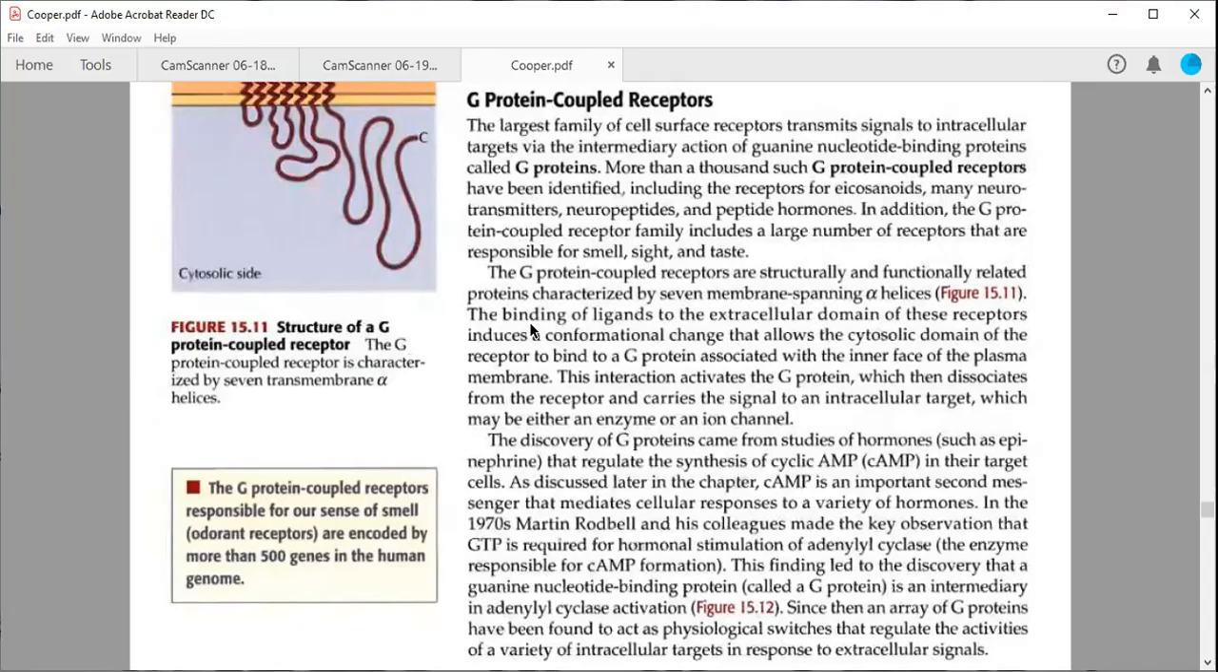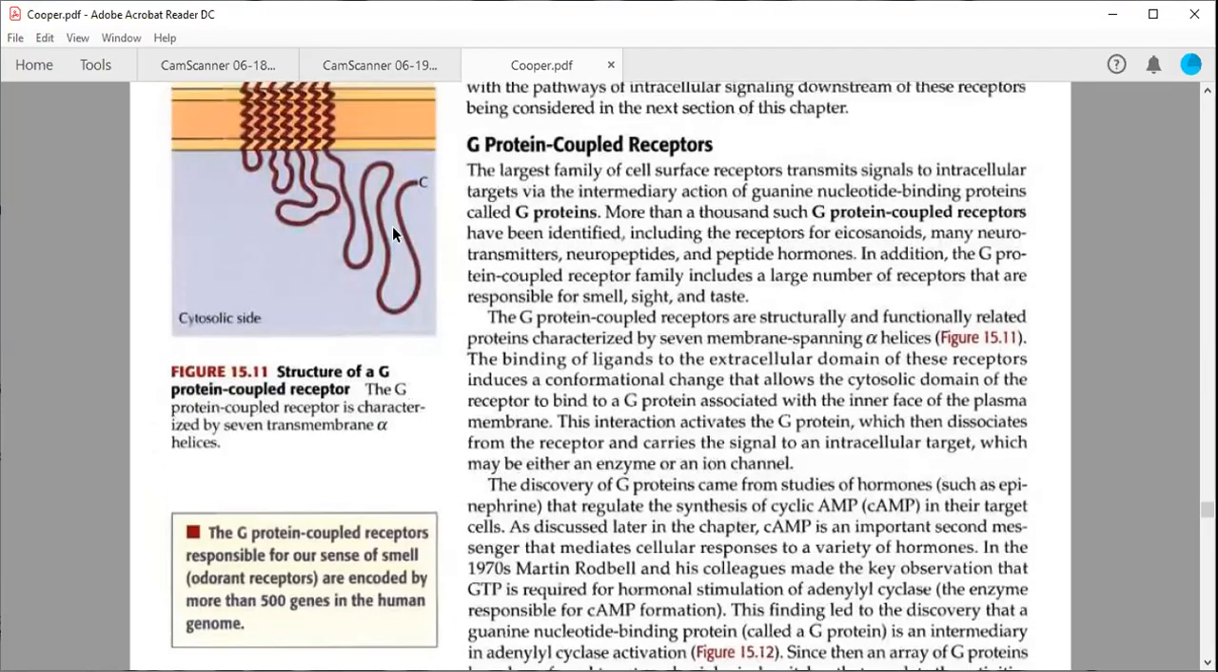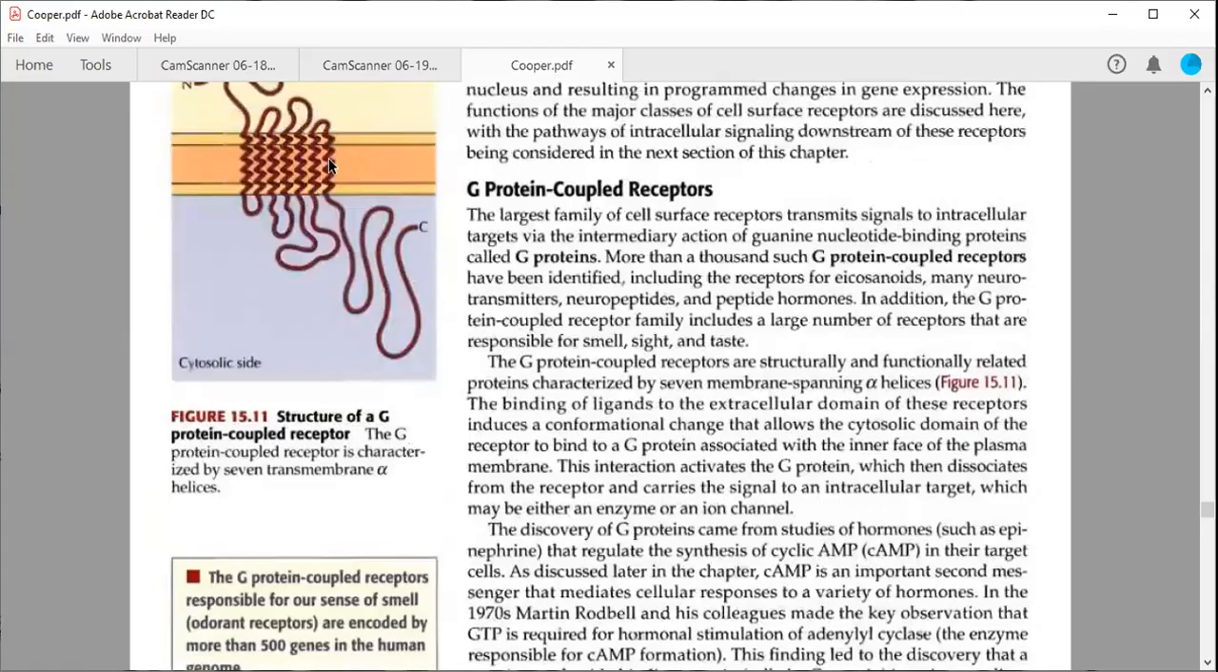Now, another question which may be asked from this section is, what is the nature of the amino acids present in these alpha helices? Because these are interacting with the lipid bilayer, and the lipid bilayer is hydrophobic in nature, obviously hydrophobic amino acids, for example leucine, isoleucine, alanine, are mostly present in these alpha helices, so they are able to traverse the plasma membrane.